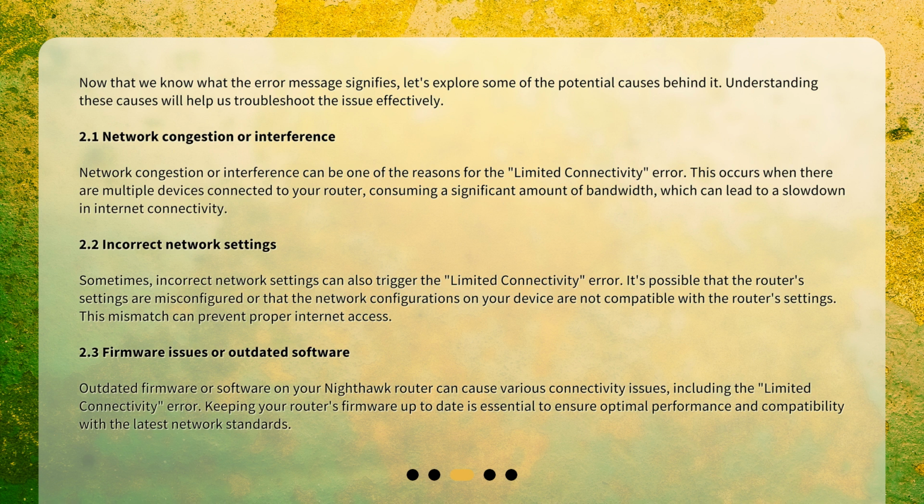2.1 Network congestion or interference. Network congestion or interference can be one of the reasons for the limited connectivity error. This occurs when there are multiple devices connected to your router, consuming a significant amount of bandwidth, which can lead to a slowdown in internet connectivity.